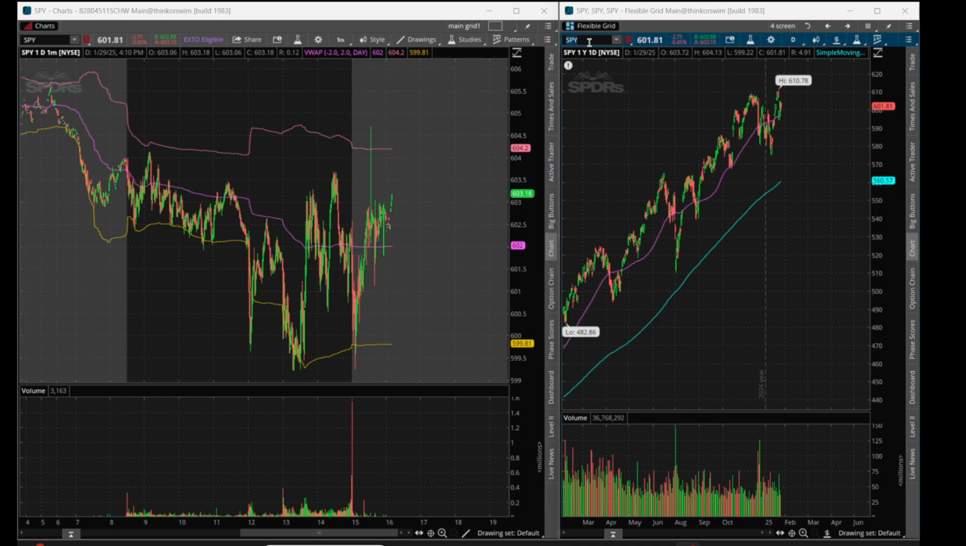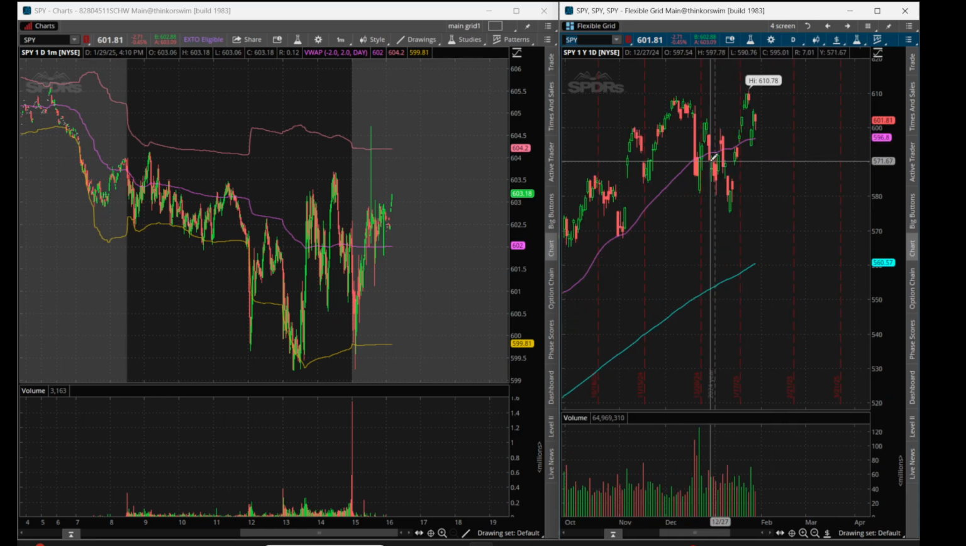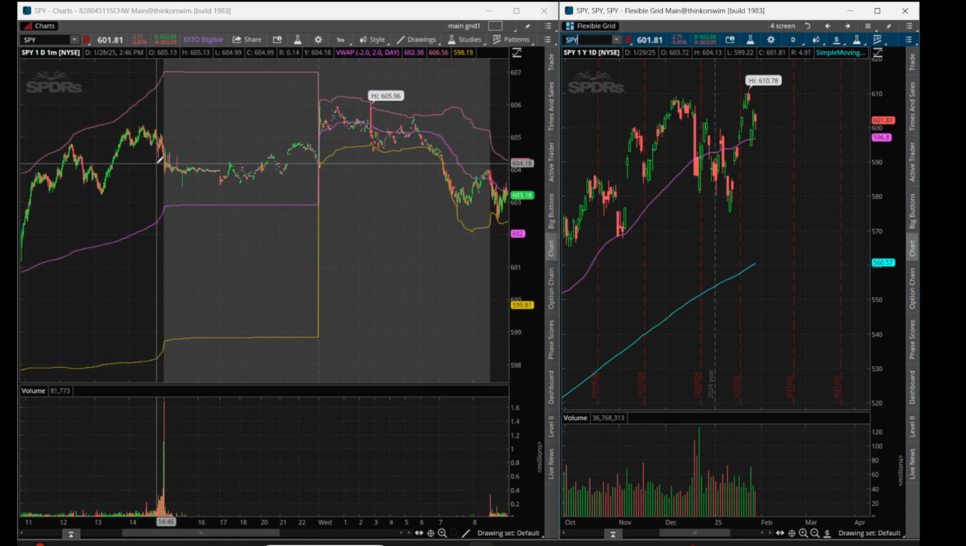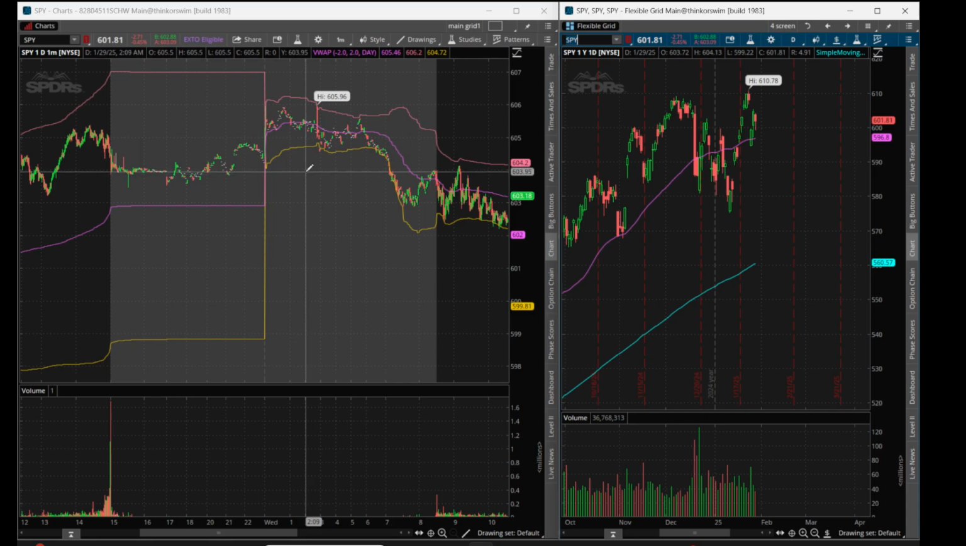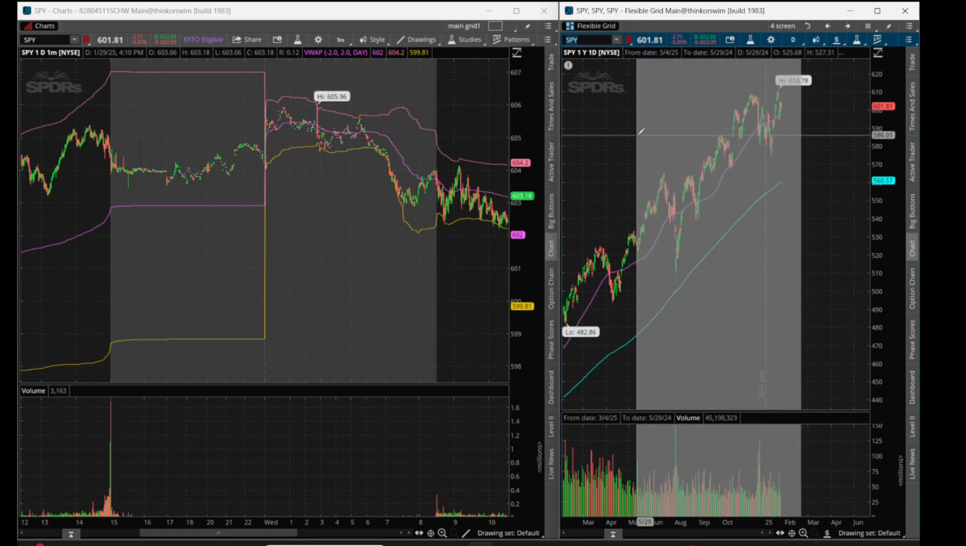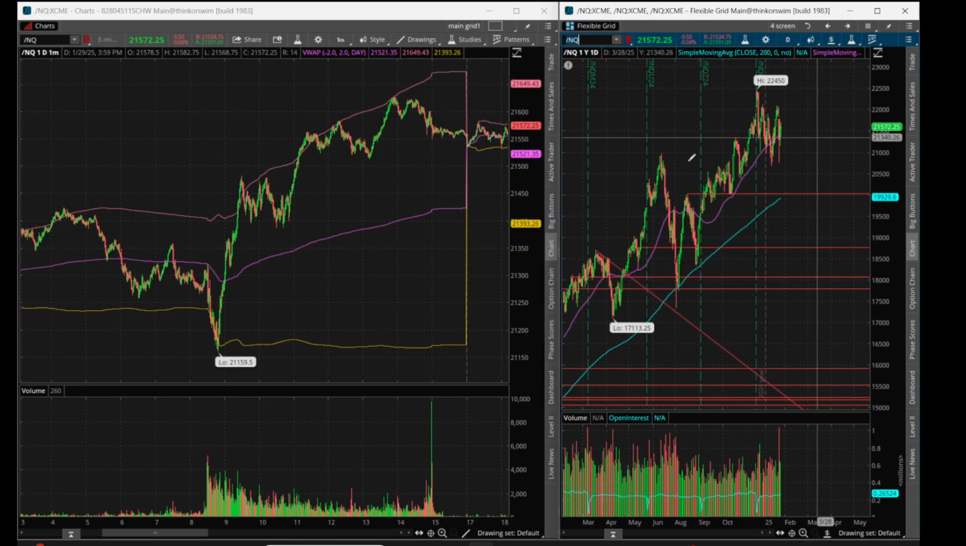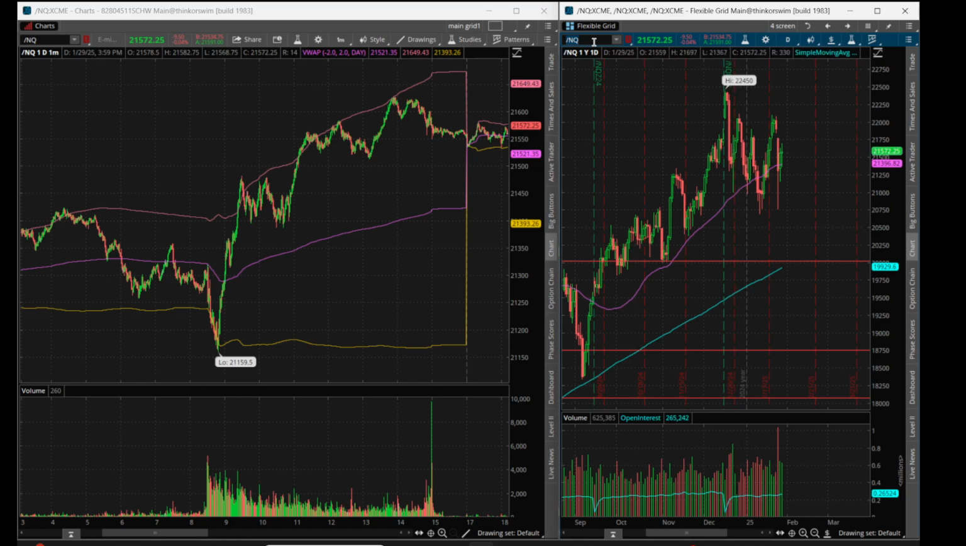Today there is no gap up or gap down when the market opens. If you see SPY, it closed yesterday at 604 and today it opened around 603, so the market is pretty flat before the open. SPY just broke the all-time high, then broke to the downside and is holding the 50 simple moving average, as well as the Nasdaq, which is also holding the 50 simple moving average.